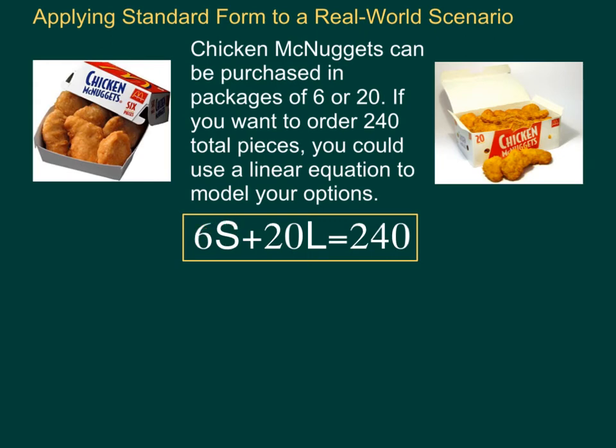6s would refer to the number of pieces of chicken we get from getting s small orders. The s there is for small. And the 20l would come from the amount of chicken we'd get from a large order. So if we got, say, 3 large orders, that would be 20 times 3, which would be 60 pieces from that. If we got 4 small orders, that'd be 6 times 4 is 24 pieces of chicken from that. And we want to add those two numbers together to give a total of 240.